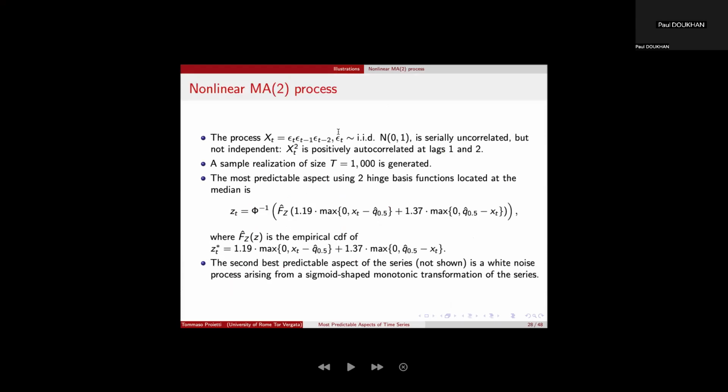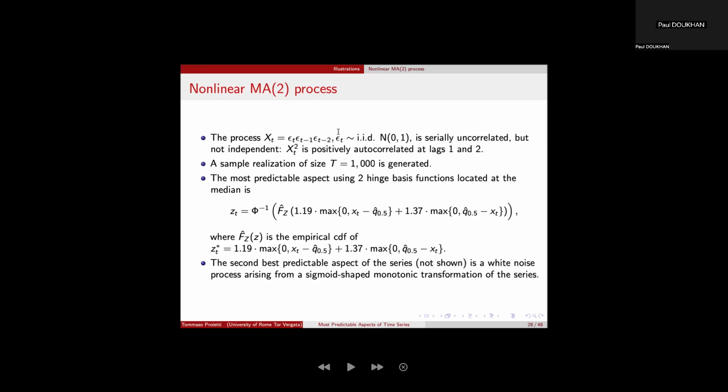Another example is this process, which is often used in the literature about nonlinear dependence. Phokianos, Pistillo, and Zhu use this for an illustration. This is a nonlinear moving average of order 2, the product of epsilon t minus 1 and epsilon t minus 2, where epsilon t is IID standard normal. This process is serially uncorrelated, but not independent. In fact, transformations of the process, for instance the squares, have a moving average feature of order 2.